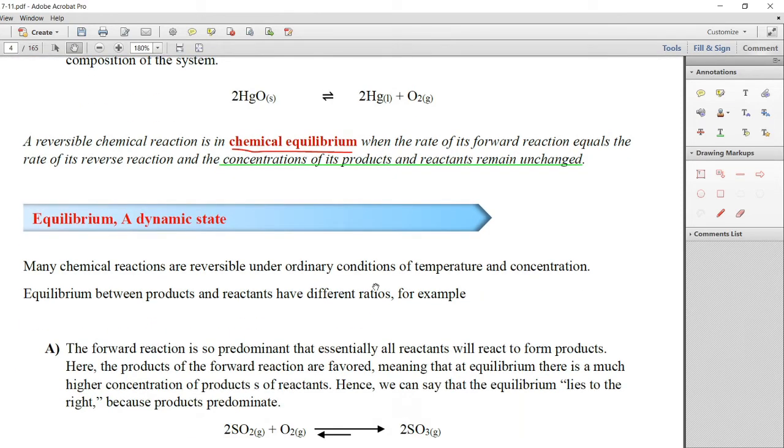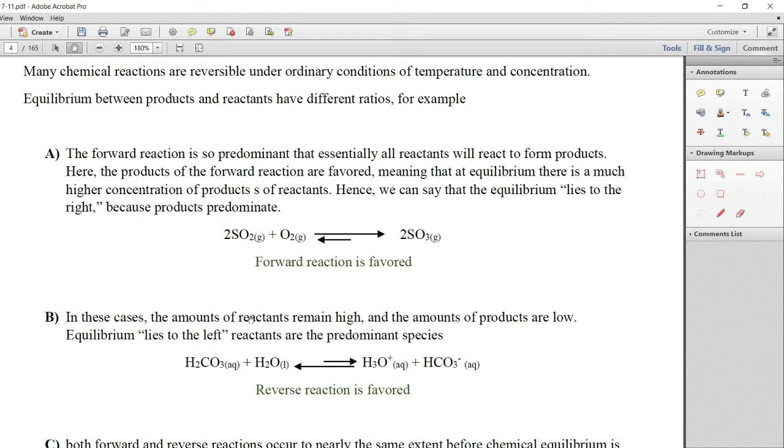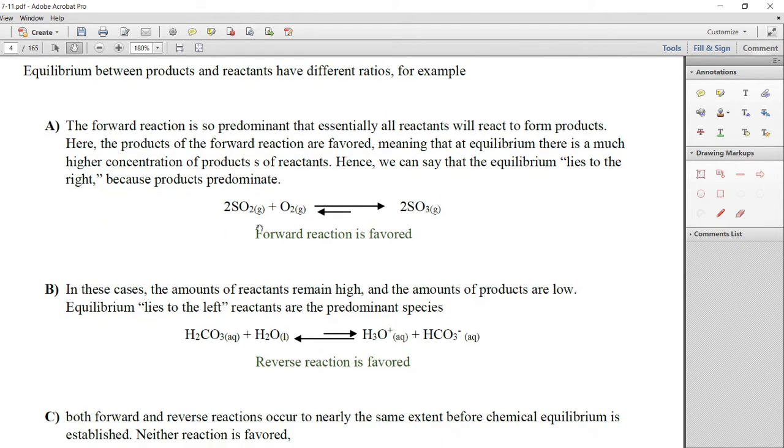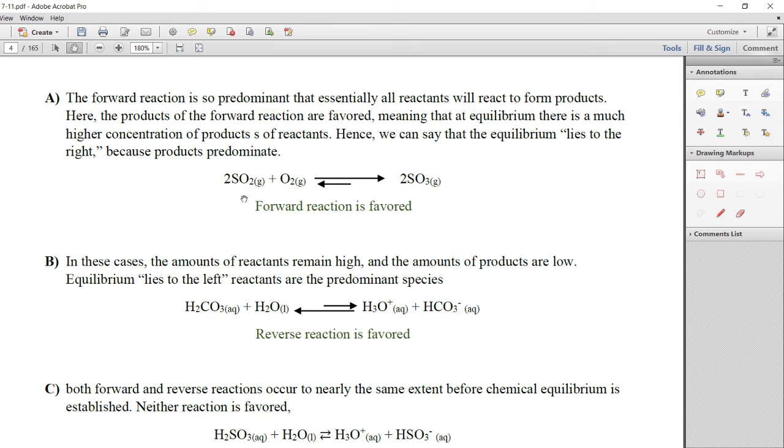Now, equilibrium can have three states. In one of them, the rate of forward reaction at first is higher than the rate of reverse reaction, and more product is formed, like here, more product is formed. So then the concentration of product here is a lot higher. It means that the reaction has gone towards the forward reaction and produced more SO3, sulfur trioxide, than the reactants. So we can say that products predominate the reaction.